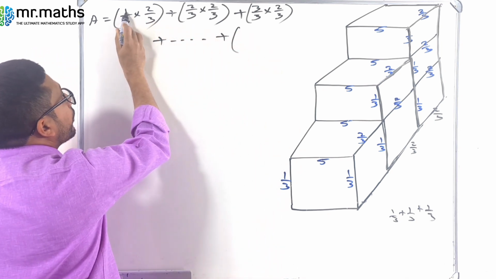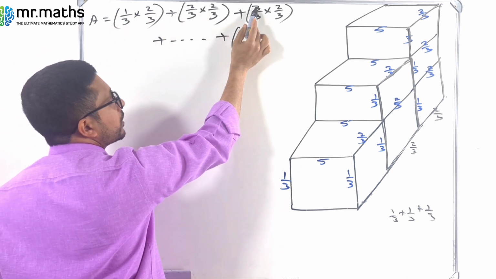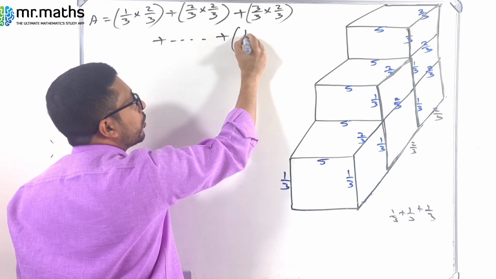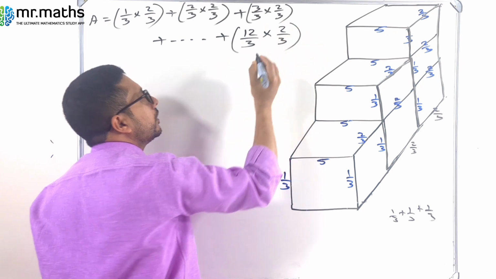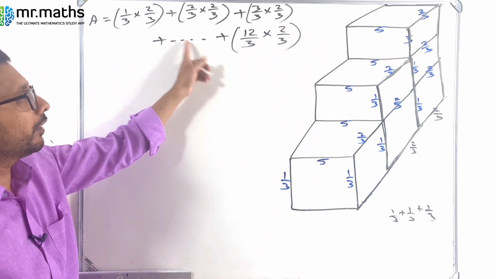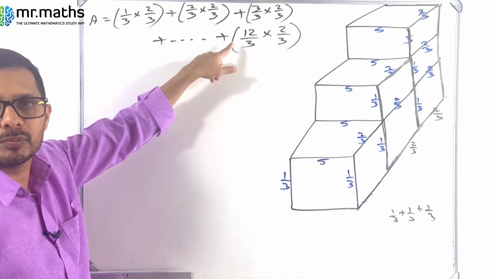First step 1 over 3, second step 2 over 3, third step 3 over 3. So what about the 12th step? 12 over 3 times 2 over 3. Do you understand? So the 11th step is 11 over 3 times 2 over 3.